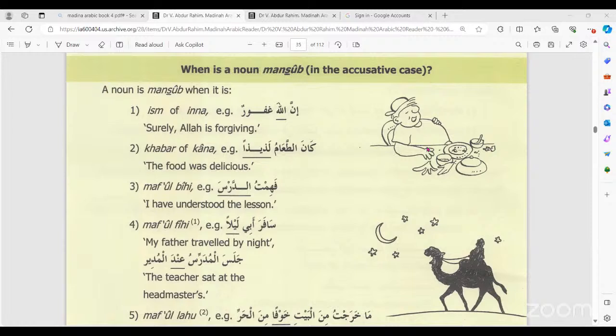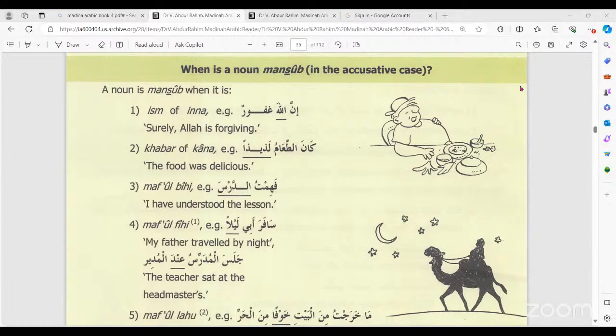Now, they are called imperfect verbs, but these imperfect verbs act in a nominal sentence. So if we remove kana, at-ta'amu ladhidhun, the translation will be? If kana wasn't there, then it would be just that the food is delicious.